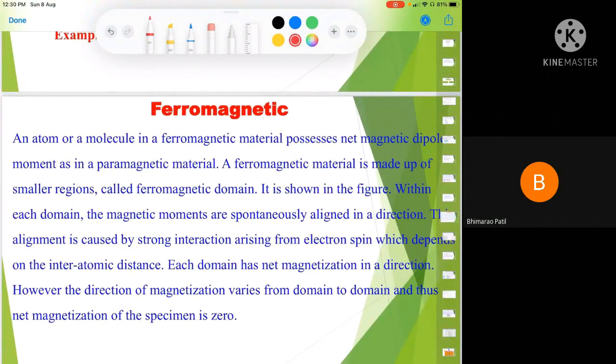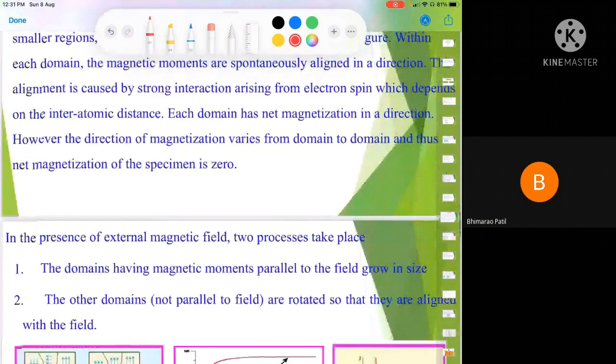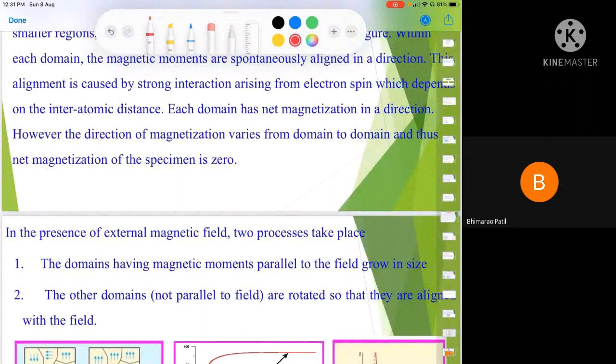Within each domain, the magnetic moments are spontaneously aligned in one direction, which is caused by a strong interaction arising from the electron spin, which depends upon the interatomic distances. Each domain has a net magnetism in one direction. However, the direction of the magnetism varies from domain to domain, and the net magnetism of that specimen becomes zero. But in the presence of an external magnetic field, two processes take place. First, domains having a magnetic moment parallel to the field grow in size, and the other domains are rotated so that they are aligned with the field.